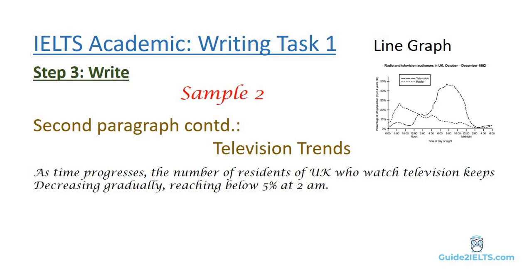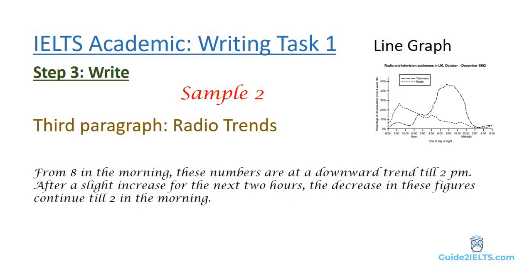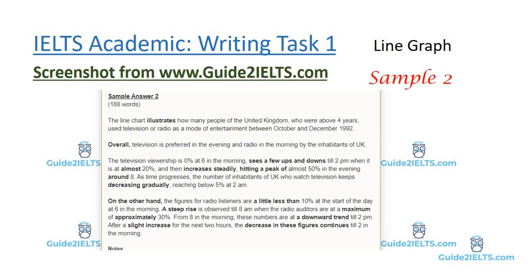As the time progresses, the number of inhabitants of UK who watch television keeps decreasing gradually, reaching below 5% at 2 a.m. Now for the radio figures. On the other hand, the figures for radio listeners are a little less than 10% at the start of the day at 6. A steep rise is observed till 8 a.m. when the radio auditors are at a maximum of approximately 30%. From 8 in the morning, these numbers are at a downward trend till 2 p.m. After a slight increase for the next 2 hours, the decrease in these figures continues till 2 in the morning. This is a screenshot of this sample from our website.